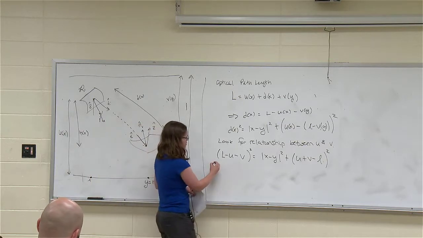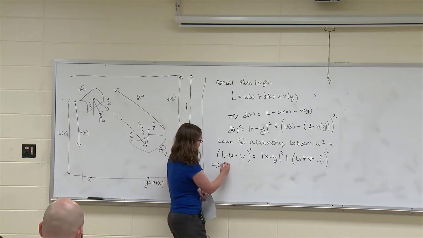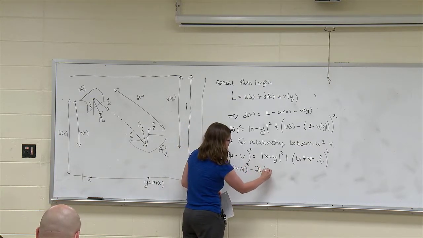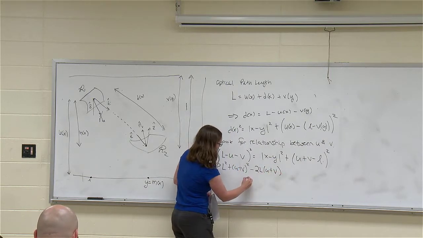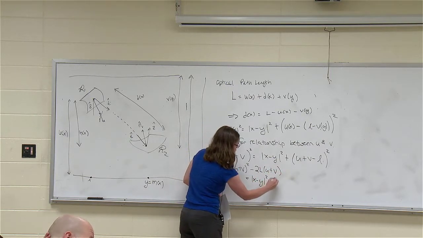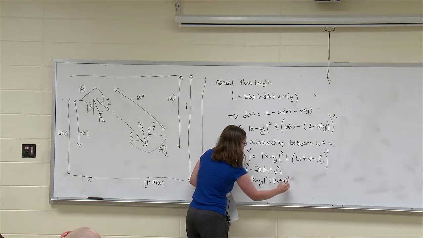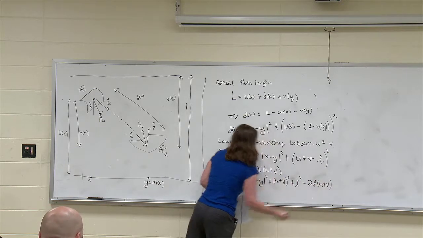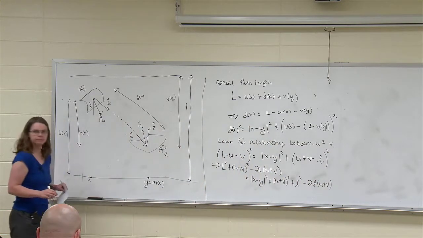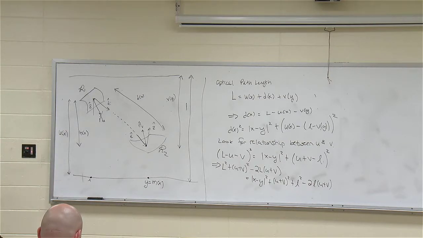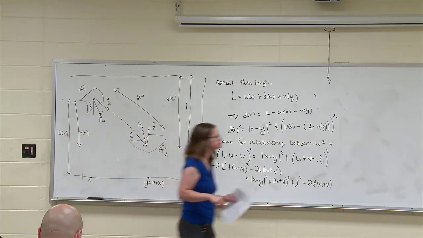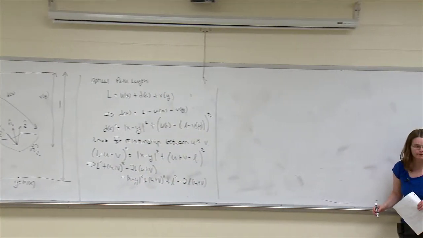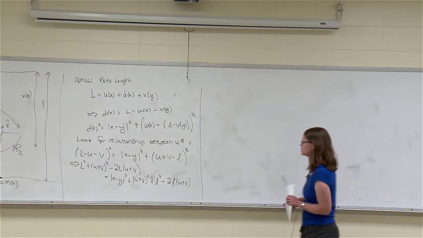Okay, and then we simplify. So if I'm going to simplify, what do I have? I have L squared plus (U plus V) squared minus 2L(U plus V) is equal to (X minus Y) squared plus (U plus V) squared plus little l squared minus 2l(U plus V). Okay, yes, and this is something that I can solve for U plus V. So I can get some kind of relationship between U plus V.